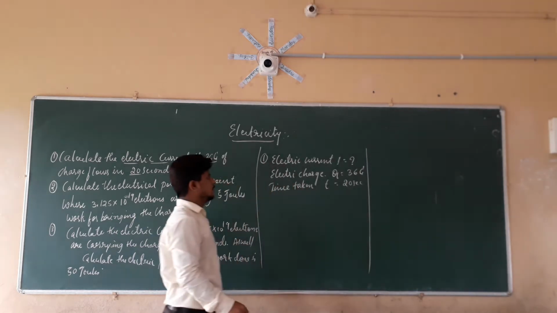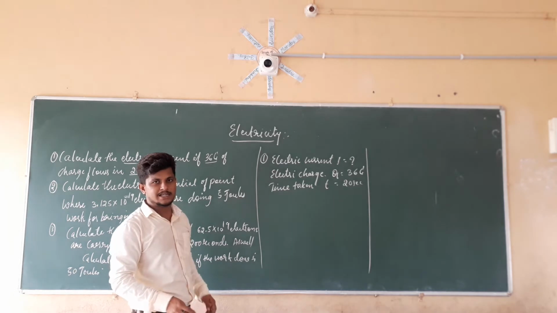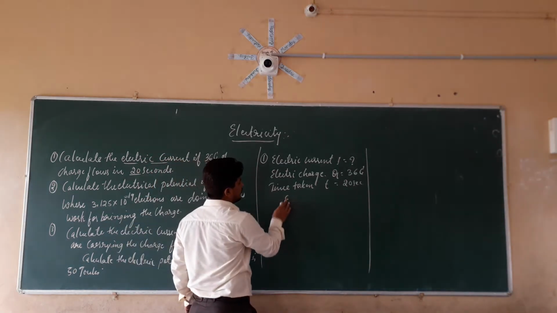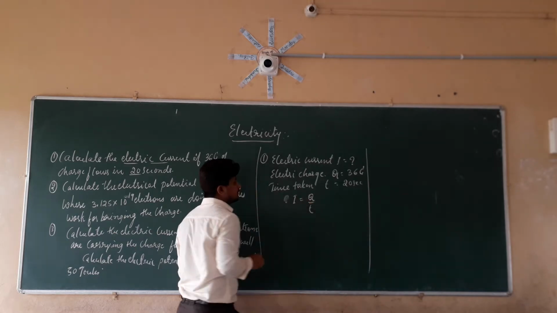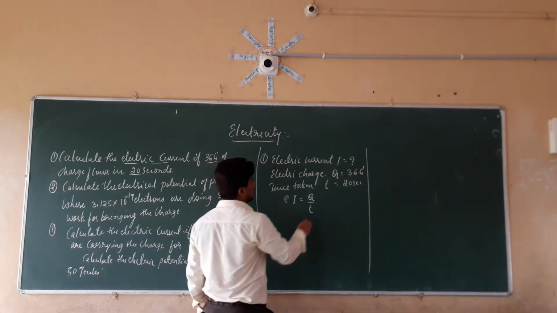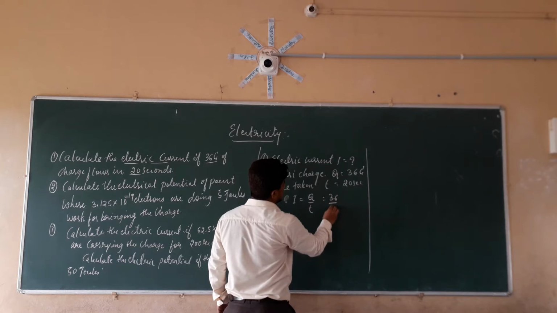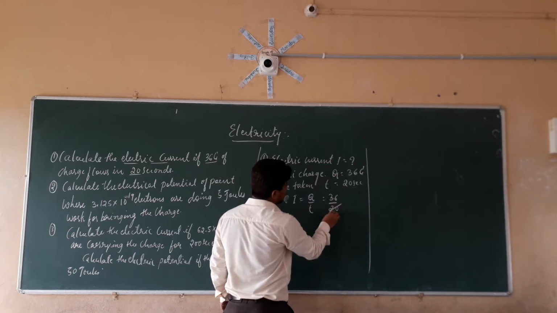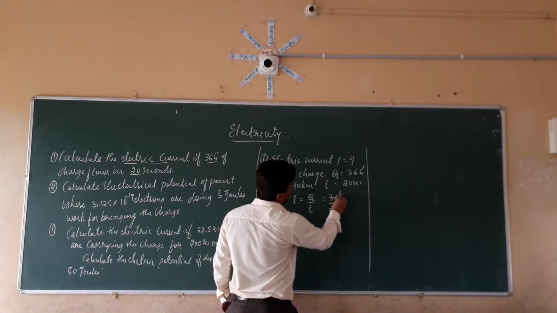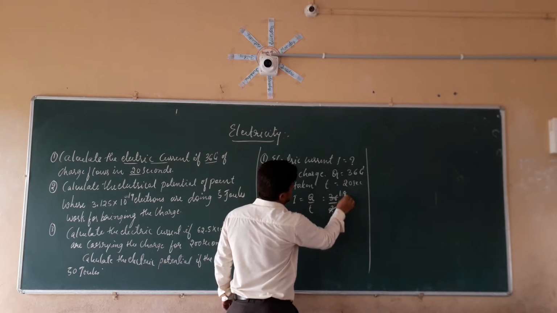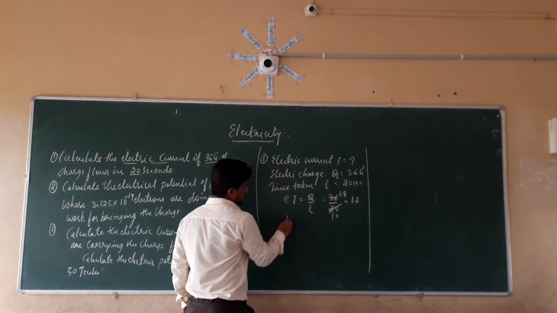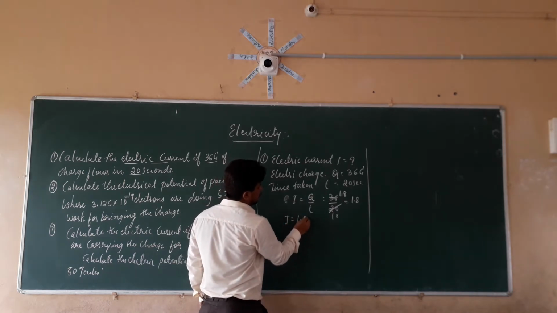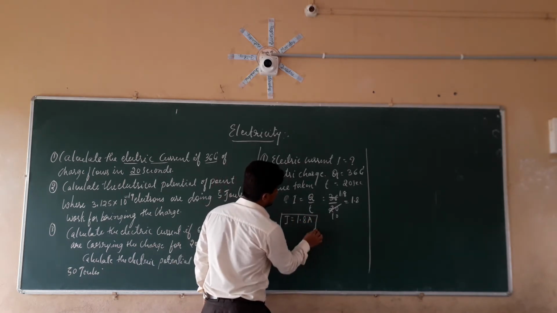So what do we have to find out? We have to find out the electric current. Therefore, what is the formula? Electric current I is equal to Q by t. That is equal to 36 divided by 20. So 2 tens are 20, 2 ones are 2, the answer is 1.8. So electric current is equal to 1.8 amperes.